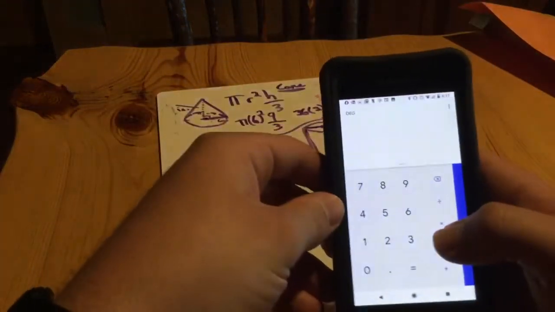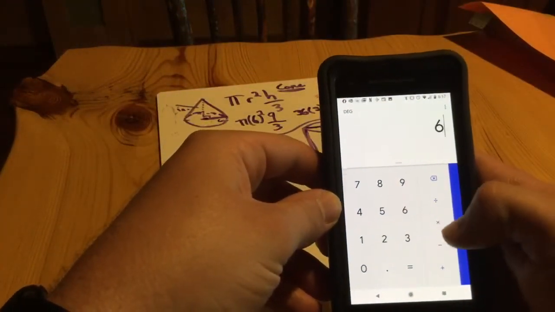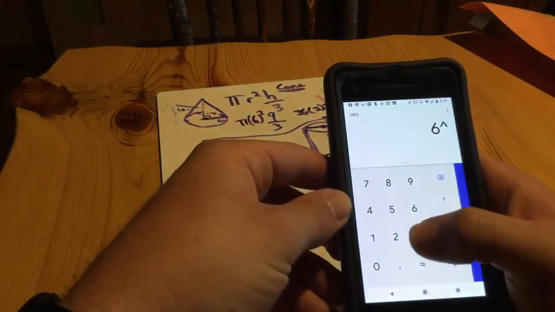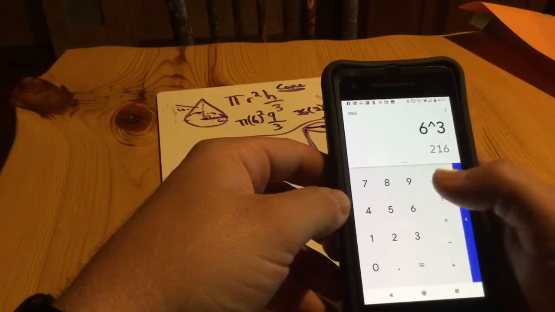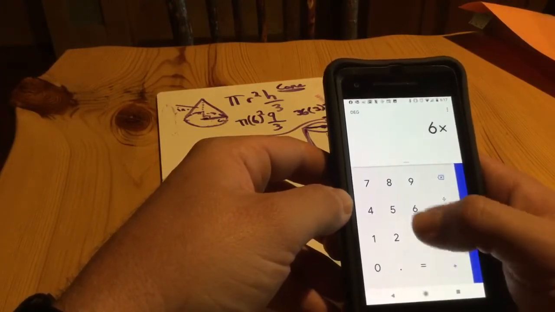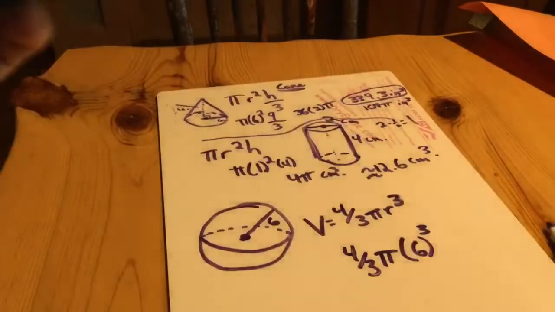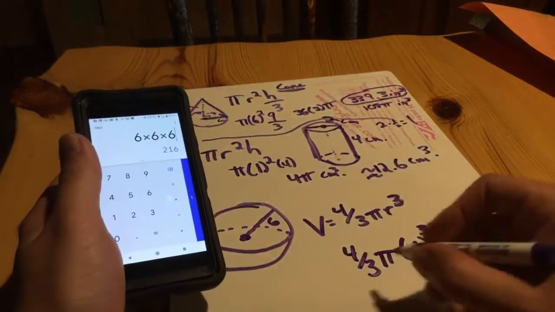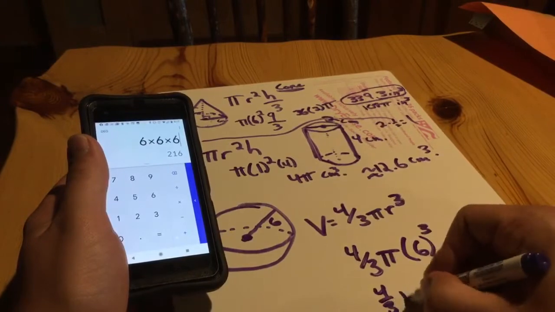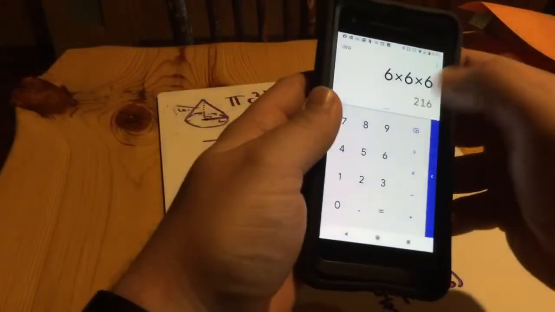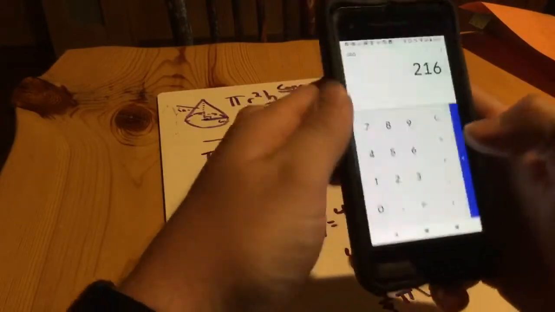So we can plug that in. You can either do 6 times 6 times 6, or if you have a little symbol like this, you can do 6 cubed, which is 216, which is the same as 6 times 6 times 6, 216. 6 cubed is 216, so we have 4/3 pi times 216. Plug that into your calculator now.